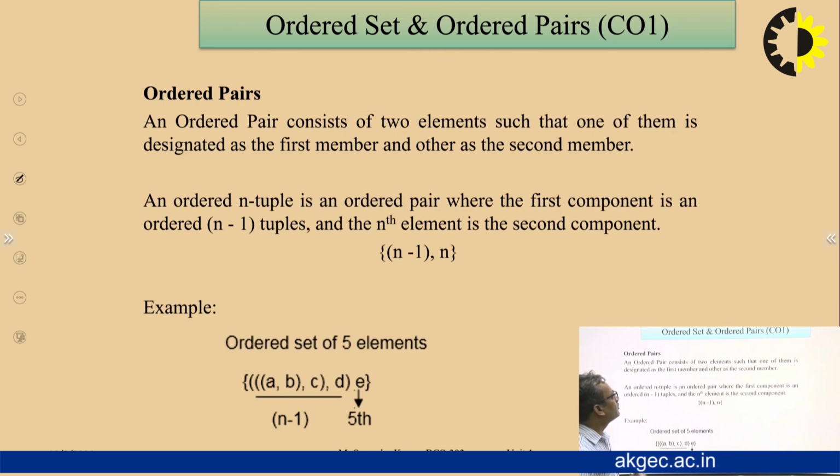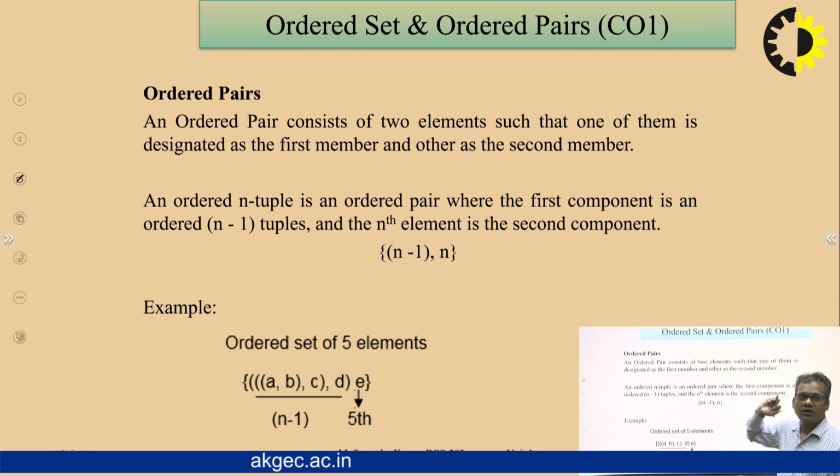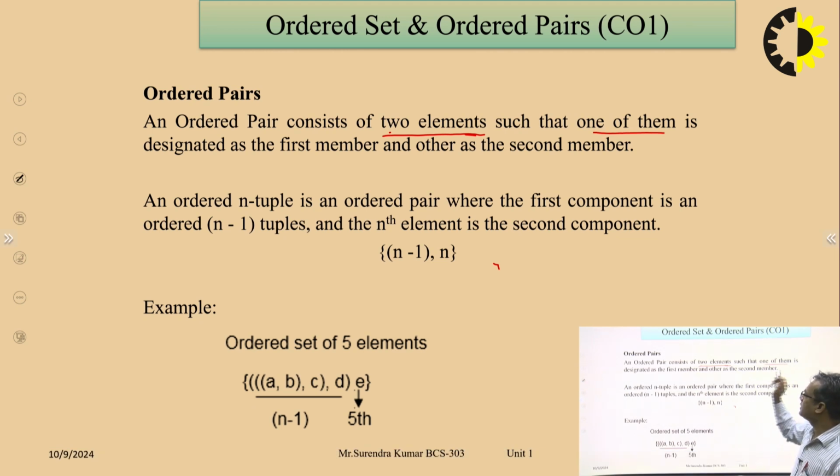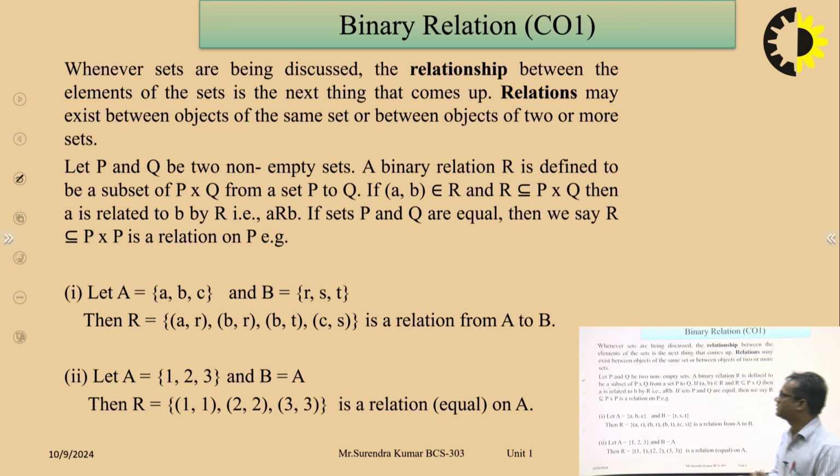Now we come to the ordered pair. What do you mean by ordered pair? So as we have an ordered set, an ordered pair consists of two elements. If we are talking about the ordered pair, that means it consists of two elements. What are the two elements? Such that one of them is designated as the first member and other is second member. So here you can see if first is n-1, the next is nth element.